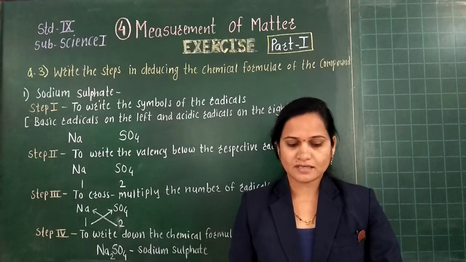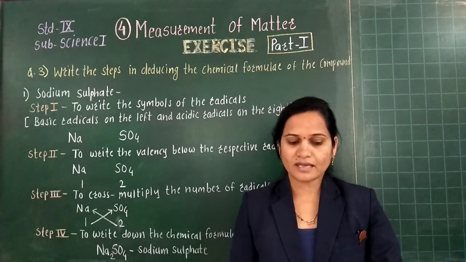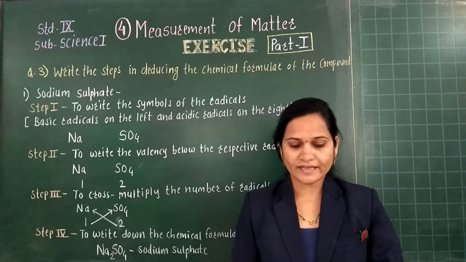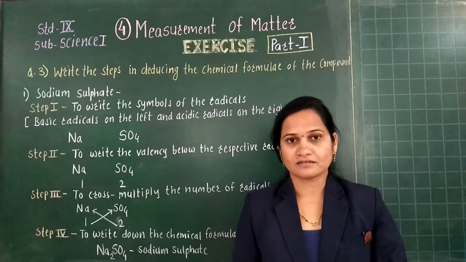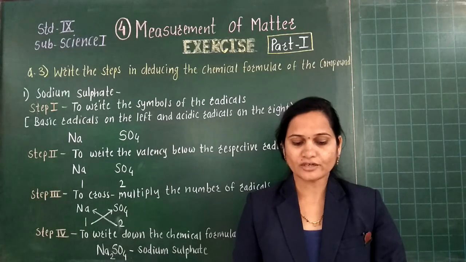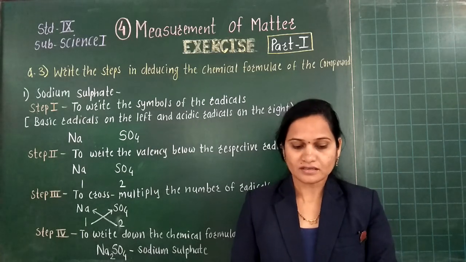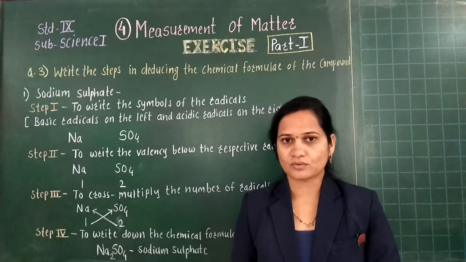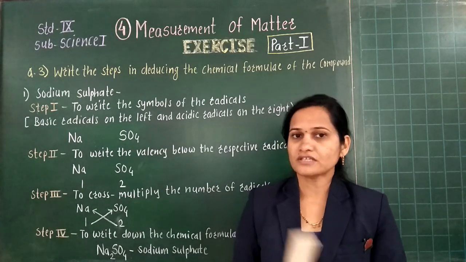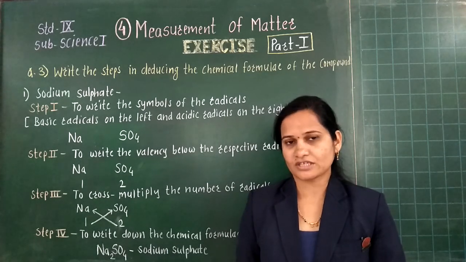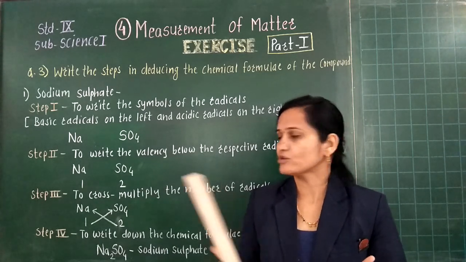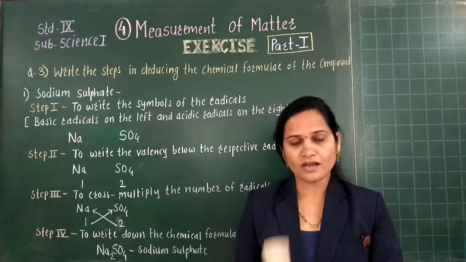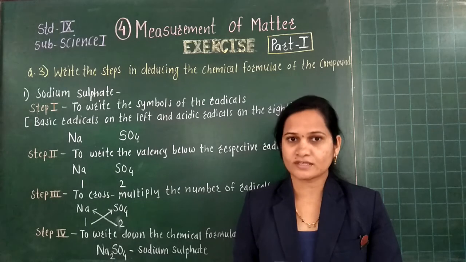Write the steps in deducing the chemical formulae of the following compounds. A few questions are given below it. In that you have to write the steps for deducing the chemical formulae of all those compounds. Here I will solve only the first question, so see the steps carefully from the first question, and the remaining questions you have to solve yourself.